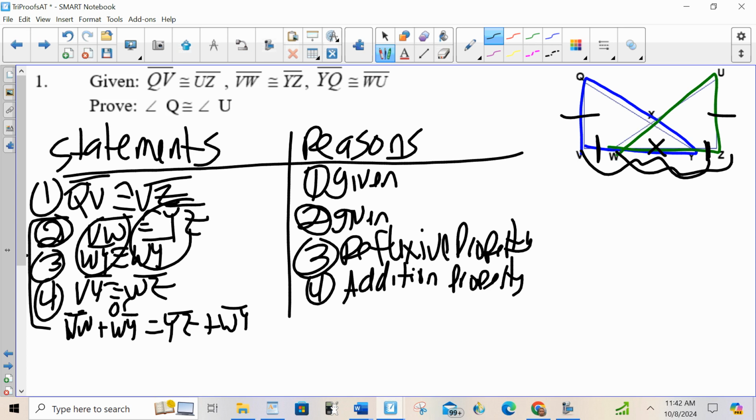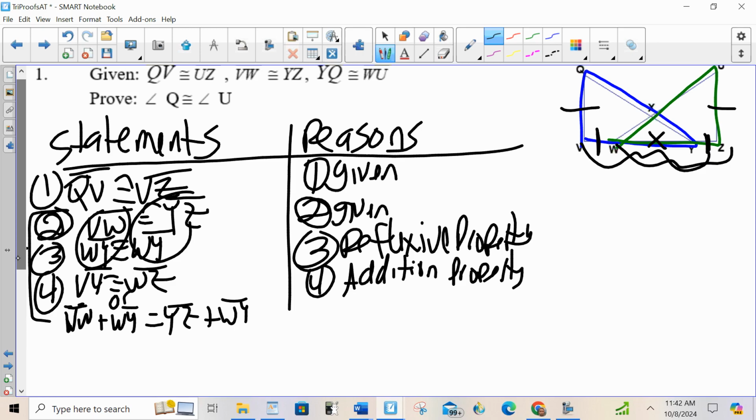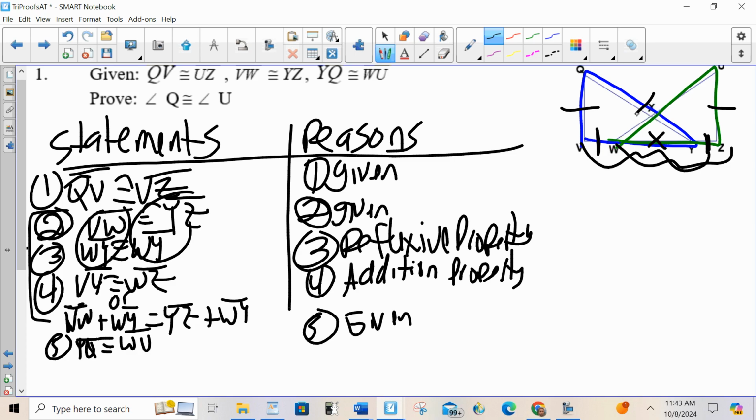Now I continue with my proof. I have two pairs of things because that whole thing counted as one. I move on to my next given. I've got YQ is congruent to WU, and that is given. That's a gift. That's the side of the triangle I'm trying to prove. I have three things. So now I can see the triangles are congruent.